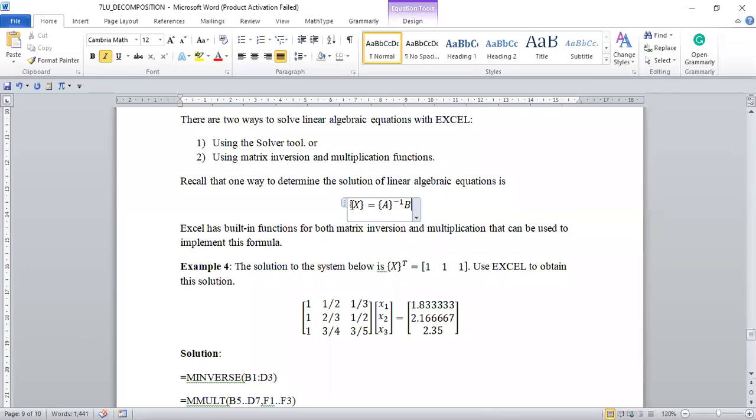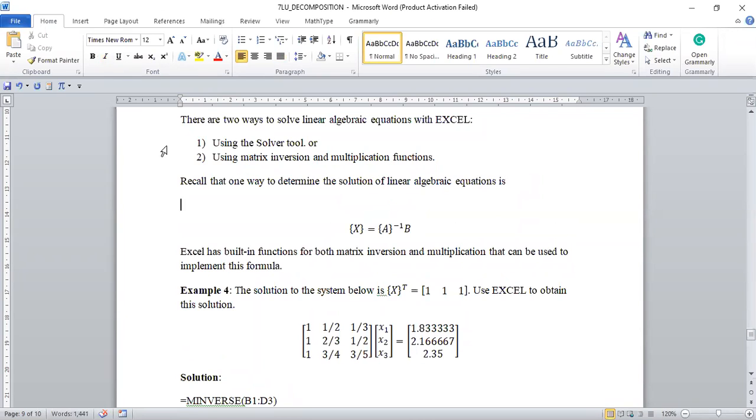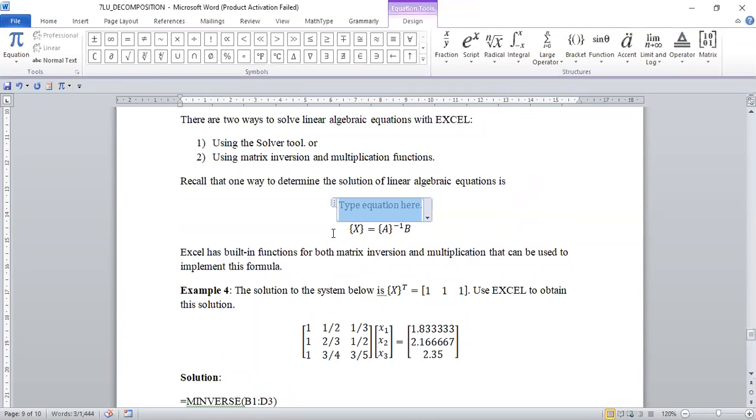So if you have an equation AX is equal to B, you can just solve for X by doing the inverse of A multiplied by B.